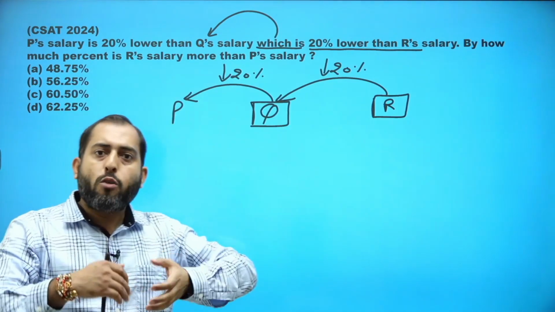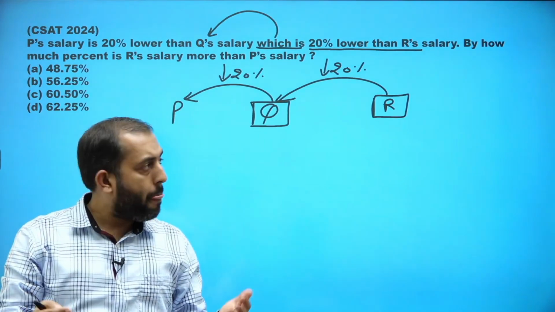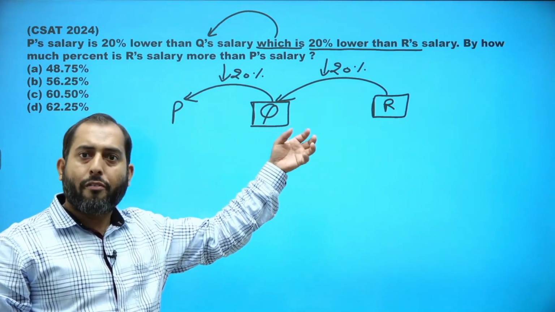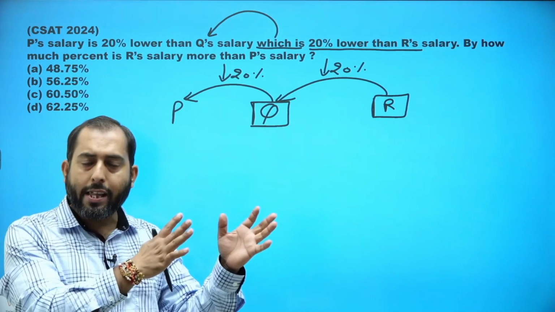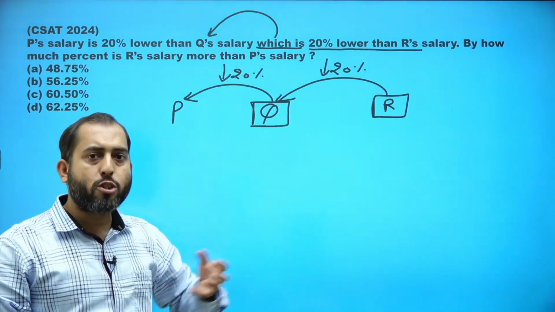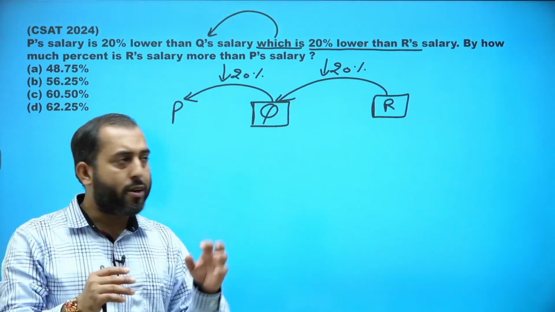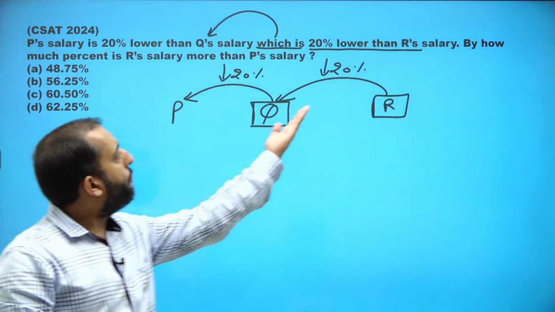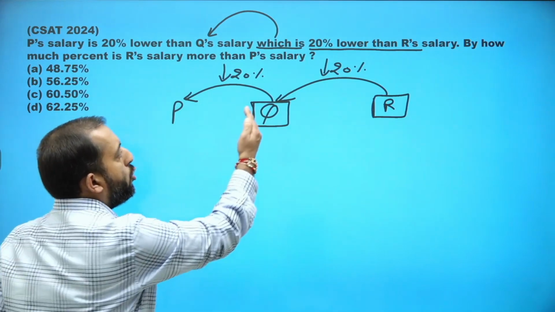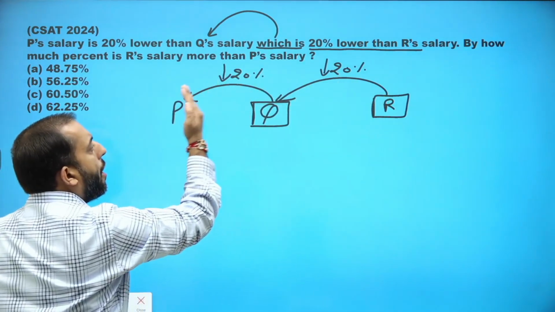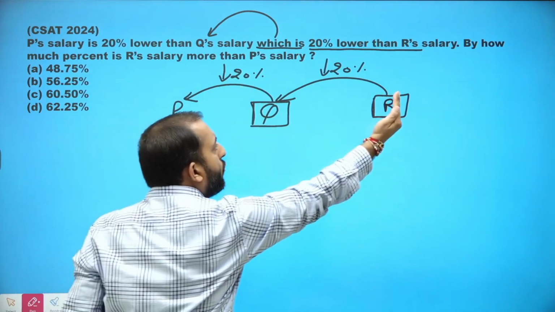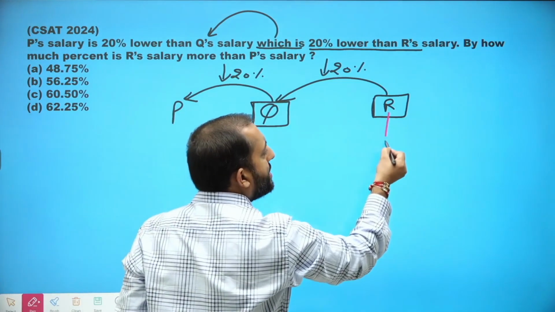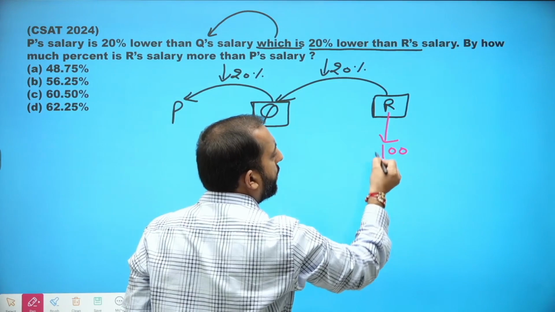Now there is more than one way of solving this question. You can assume some variables, you can assume some kind of X, Y, Z here, but if you go like that, then the solution of this question will take a lot of time. So rather than assuming any kind of variable, kindly see the flow of data. Q is less than R and P is less than Q. So flow of data is from right to left. Okay. So assume salary of R to be 100.